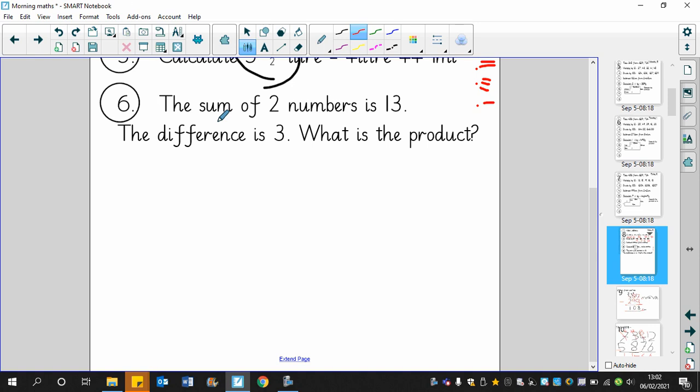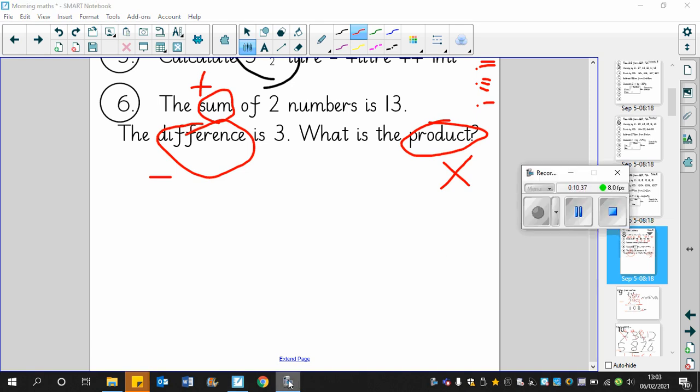What you've got to remember, of course, is that sum is the word we use that means plus, difference means minus or take away, and product means multiply. Now, if you don't know those three things, then you won't be able to do the question. So let's have a look.